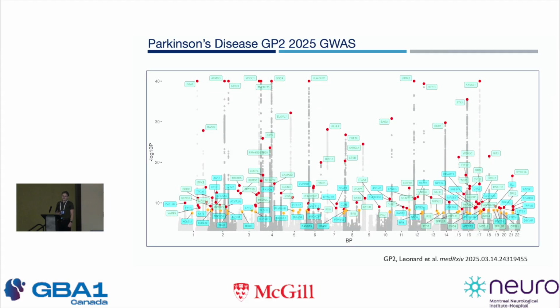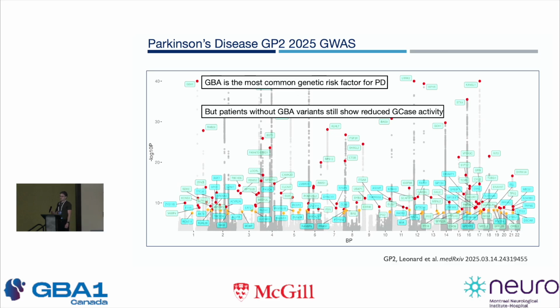As you all know, Parkinson's disease is largely a sporadic disease where GBA is the most common genetic risk factor. But even patients without GBA still show reduction in GCase activity. So we asked ourselves the question, could modulators of GCase be hiding in the GWAS?